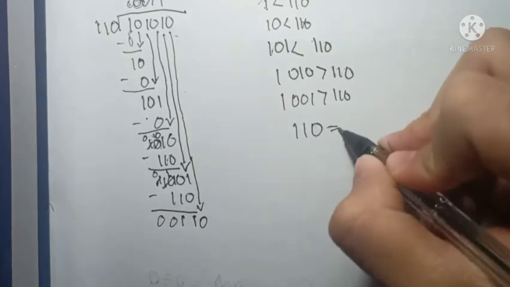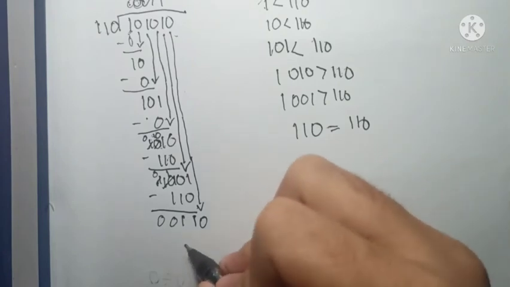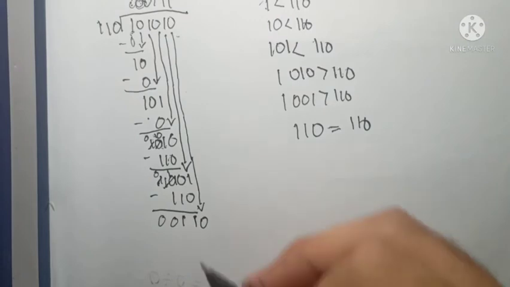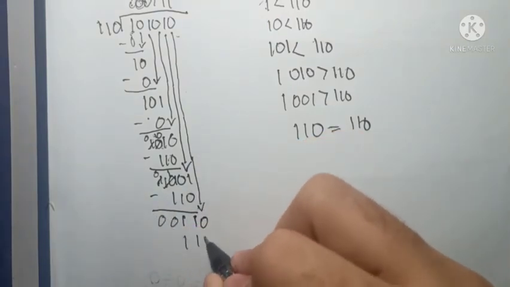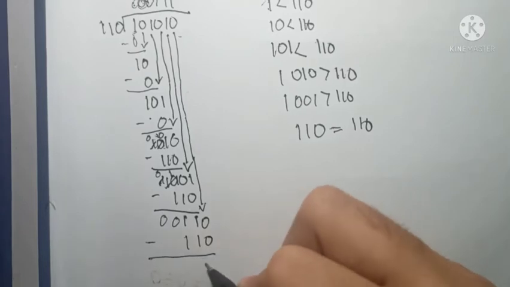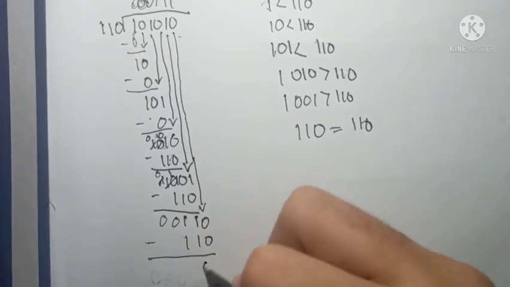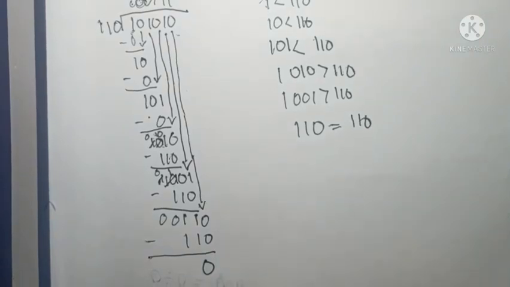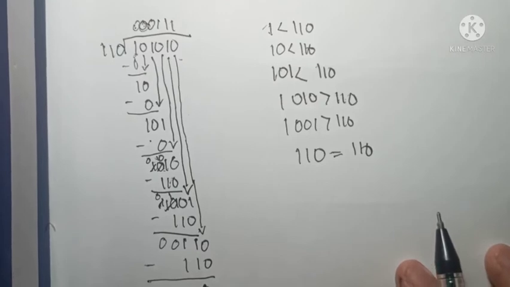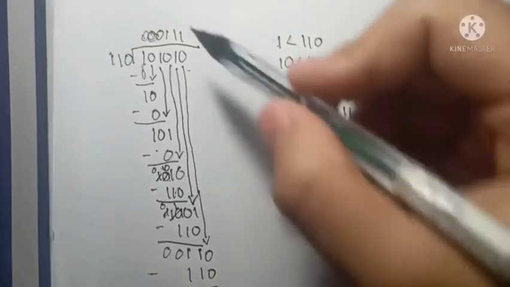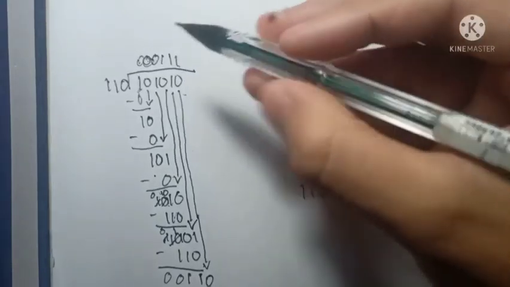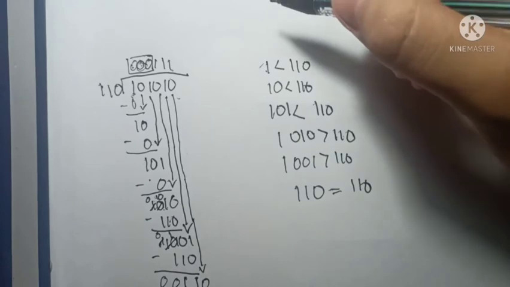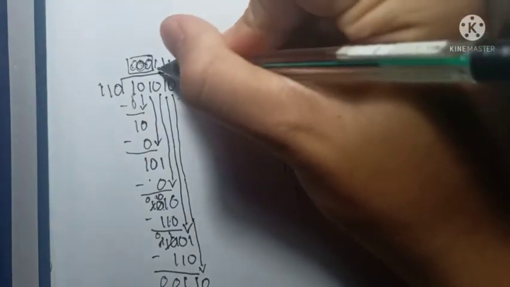110 is equal to 110. So we have quotient as 1. 1 times 110 is 110. We will subtract, we will get the value 0. Now we have completed the division and the quotient is this. So you can neglect the 0 because it will make no change. And the answer is this one.